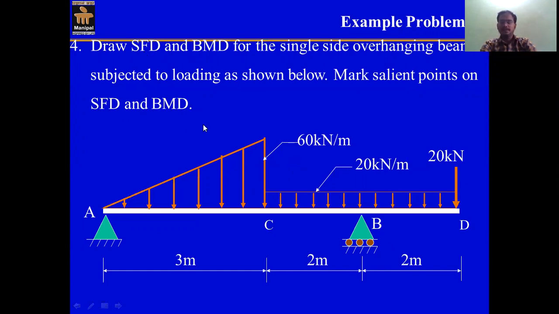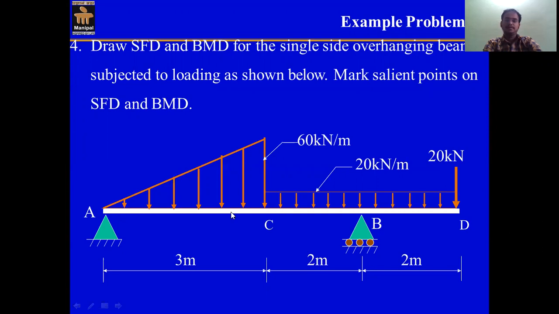The next topic is when a beam is subjected to UVL, uniformly varying load, how the shear force and the bending moment are going to affect the beam. That we will see in this problem. With the problem it is very easy to analyze UVL or UDL. So this is a problem.